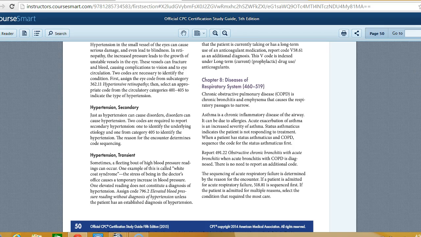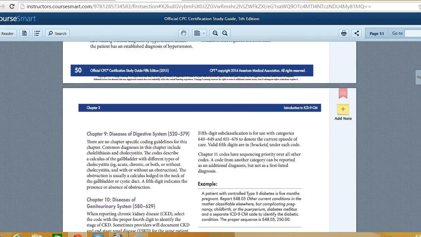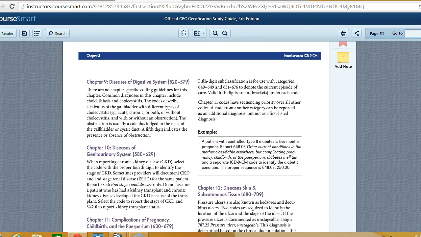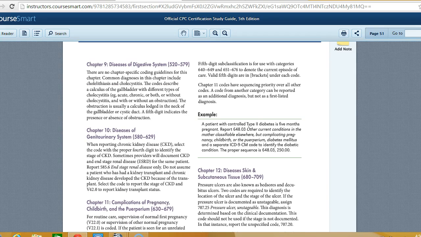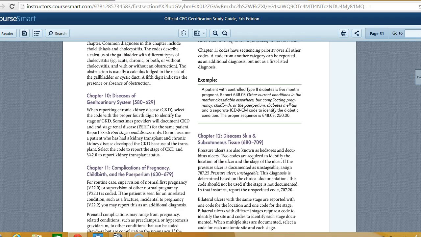Let's see, diseases of the respiratory system, you have your COPD 496. And then if you have an acute exacerbation of COPD, you have 491.21. Okay. The next thing that we have are diseases of the digestive system. Make sure you know about the different digestive system diseases that you can have. Diseases of the genitourinary system. We just talked about your CKD as well as all the way up to your end-stage renal disease.